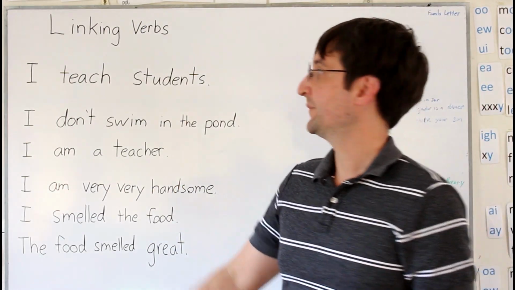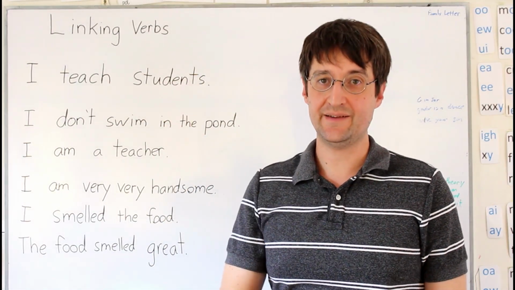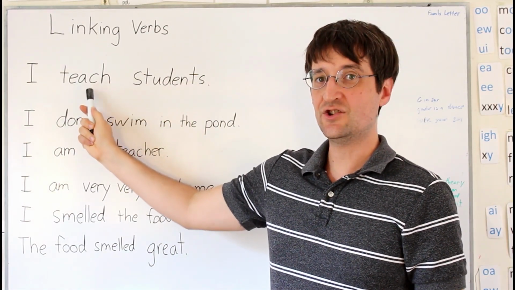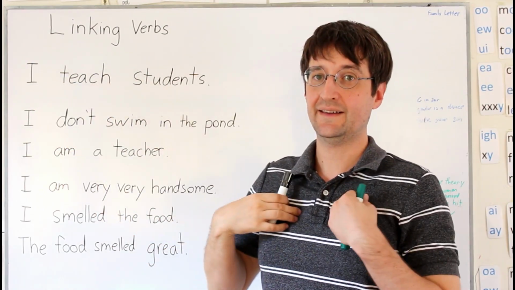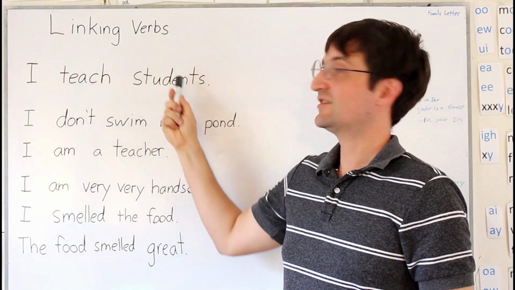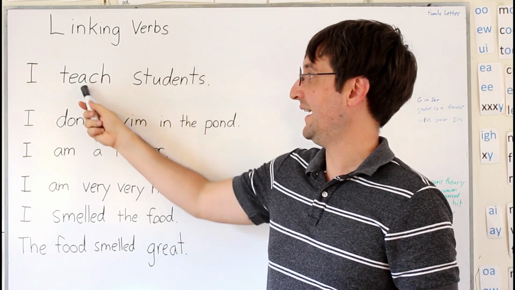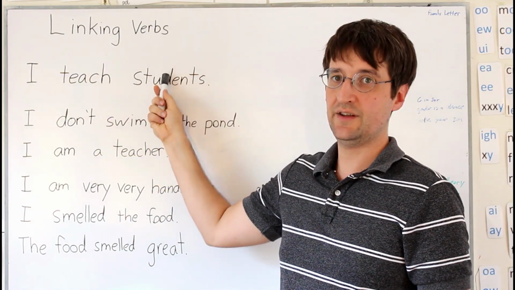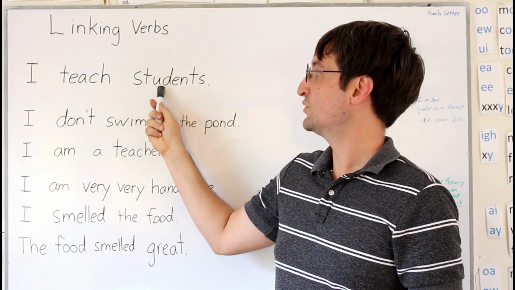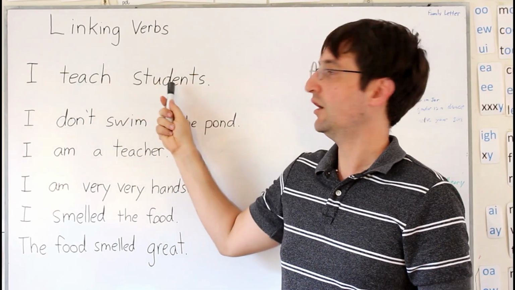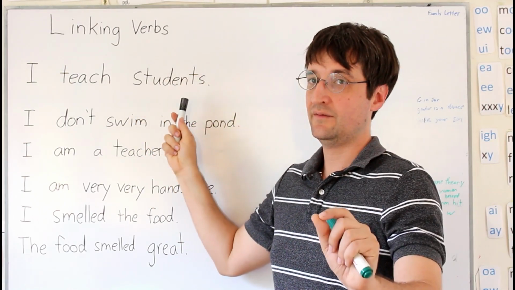In the first example, I teach students. This is a transitive verb. The verb teach shows the action transferring from I, the one who's doing the teaching, to the students, the ones who hopefully are receiving the teaching. The action goes from me to the students, and the action is teach. It takes an object: subject, verb, object. This is a transitive verb.